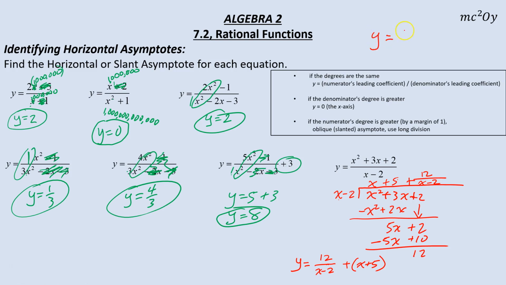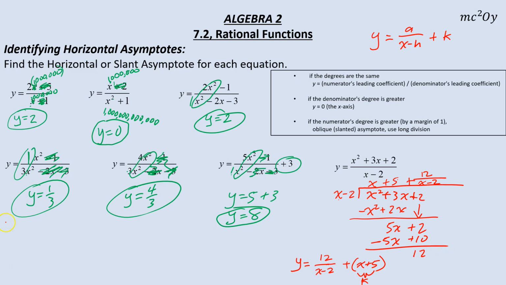So y equals a times x minus h, which I have right here. Here's a, here's h, plus k. Well, k is usually your horizontal asymptote, but k in this case is this whole thing. That's a slant asymptote. And you know what x plus 5 is. You've dealt with equations before.